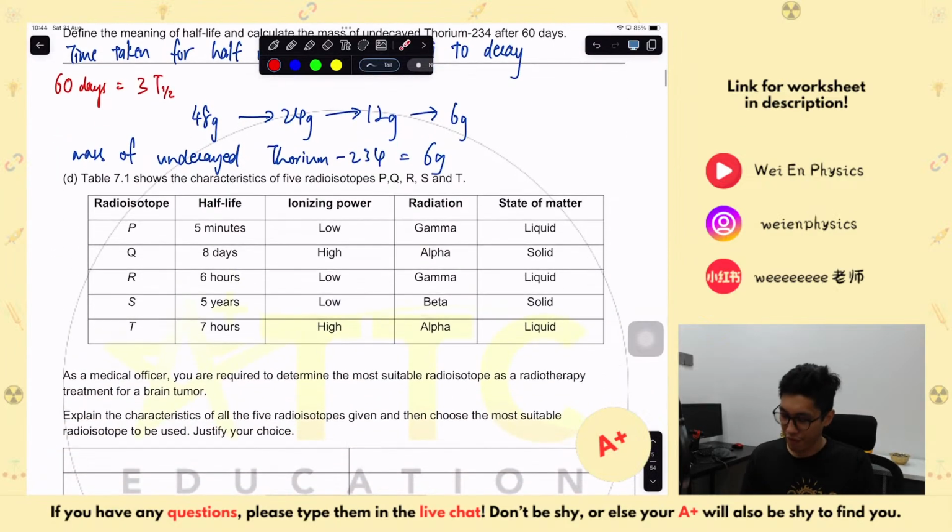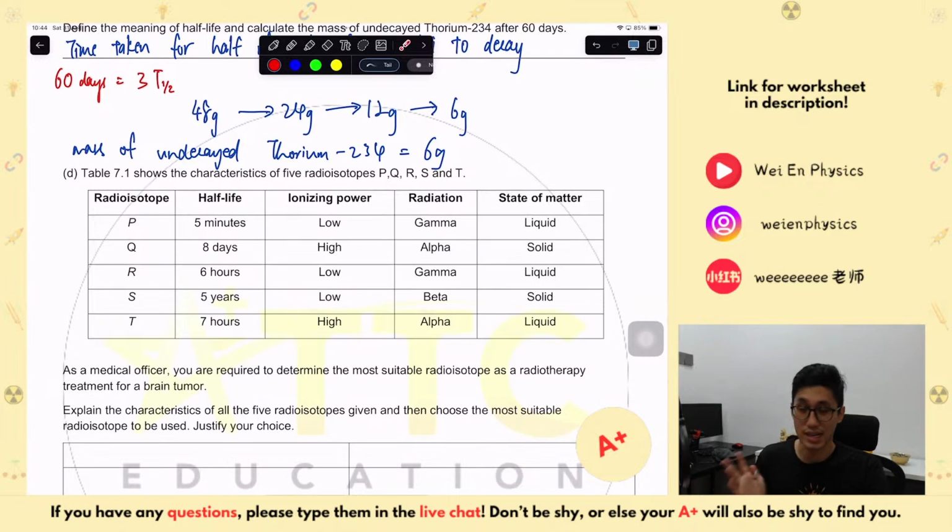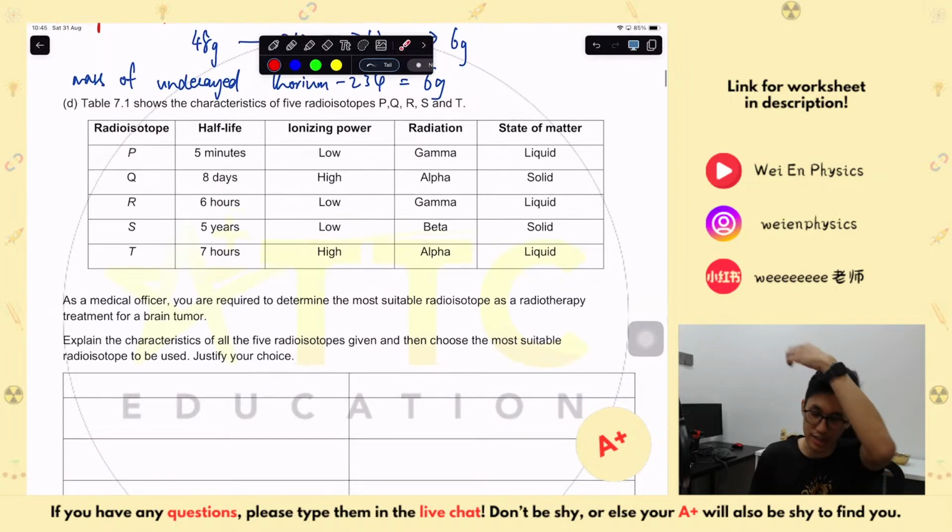Now, for essay questions, I'm not going to write down the answer. I'll just briefly go through the answer and tell you why. But later on, if you want to copy, again, just get the answer sheet. This worksheet and the answer is in the link in the description down there. So you just click on the link, you can get the answers later.